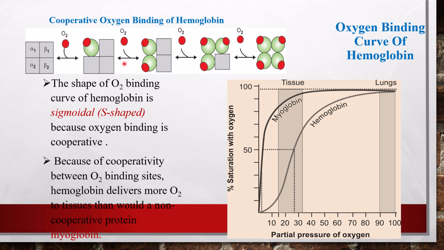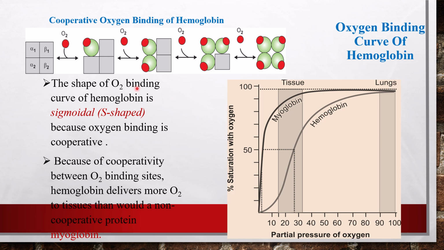So, as you can see in the structure, initially there is a little delay in saturation with oxygen, but once one oxygen is added, there is an immediate steep rise of the curve, leading to complete saturation of hemoglobin by binding with the remaining three oxygen molecules. So this is how the oxygen binding curve of hemoglobin is sigmoidal, while that of myoglobin is a hyperbolic curve.